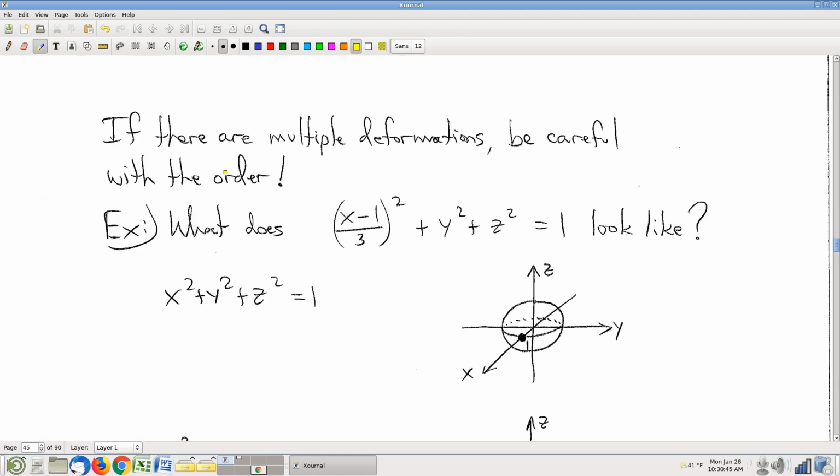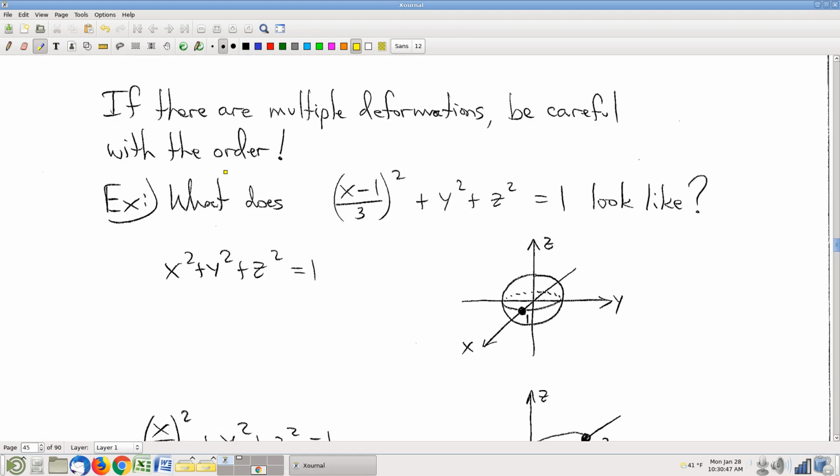All righty. Okay. Do be careful with applying these kind of deformation arguments. The order matters. You've got to be careful. I'm going to take you through this first one, this one example where there are two deformations in succession that relate to each other, where the order really does matter. Let's start with.